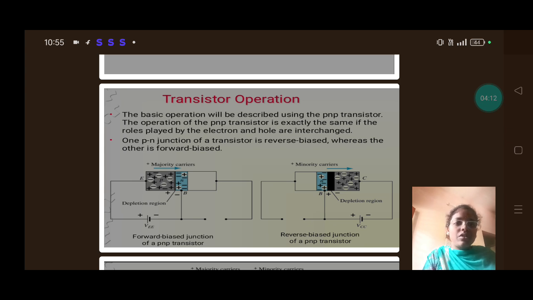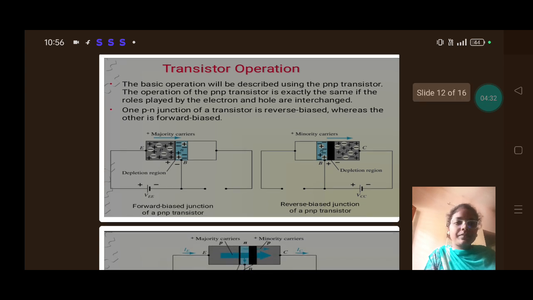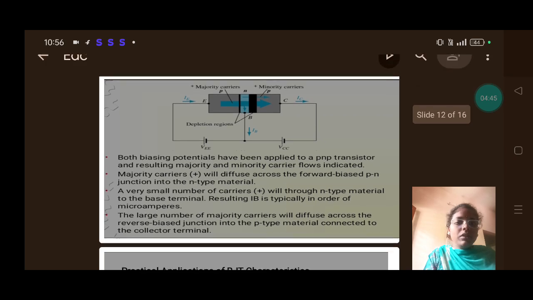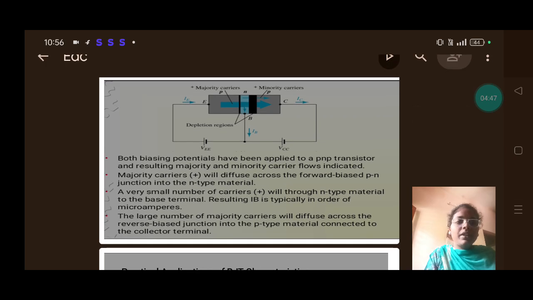In transistor operation, the basic operation will be described using the PNP transistor. The operation of the NPN transistor is exactly the same if the roles played by the electron and hole are interchanged. One PN junction of a transistor is reverse biased, whereas the other is forward biased. This is the forward-biased junction of a PNP transistor and the reverse-biased junction of a PNP transistor. In circuit diagrams, both biasing potentials have been applied to a PNP transistor.